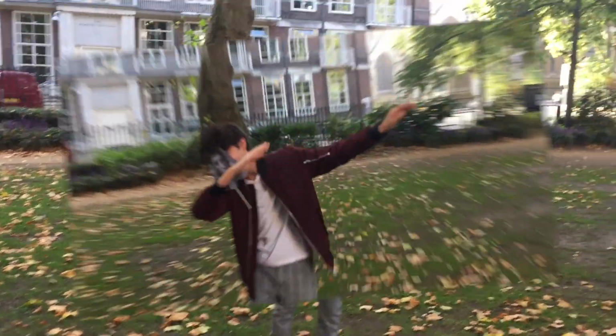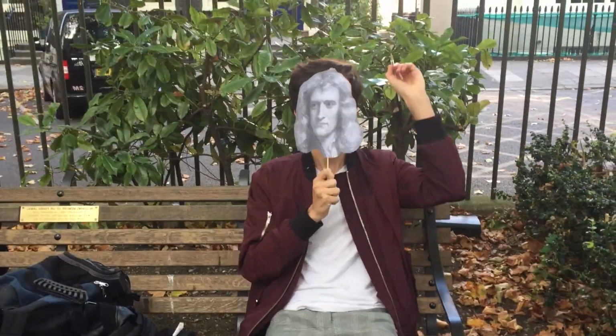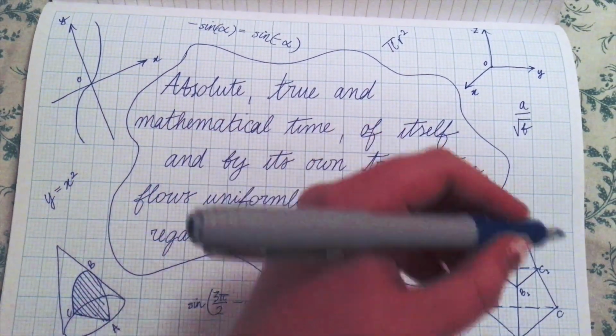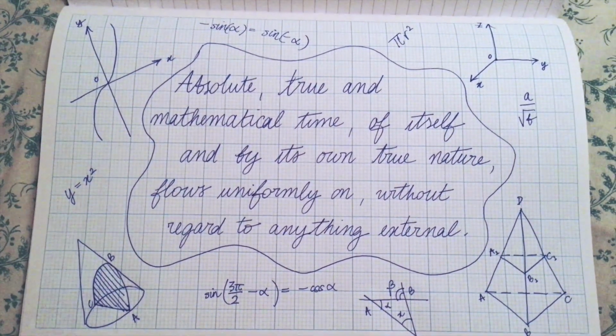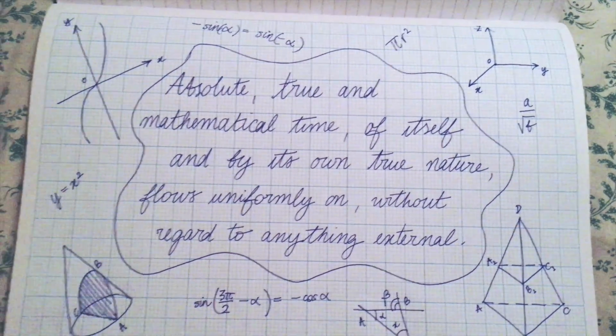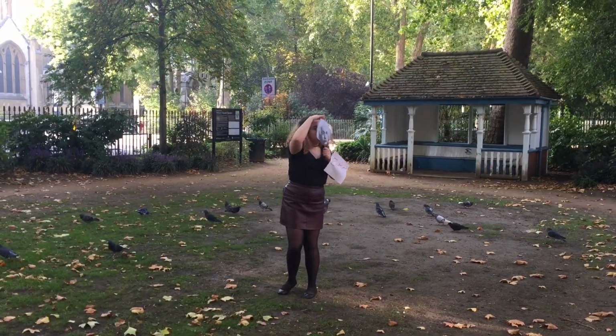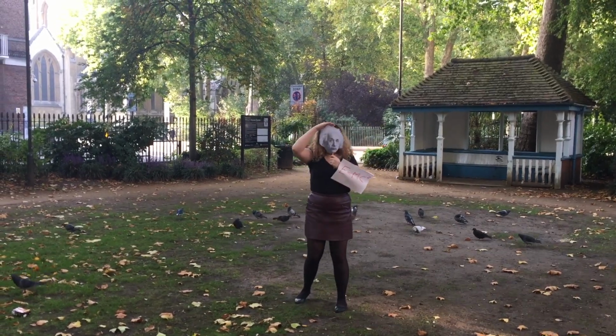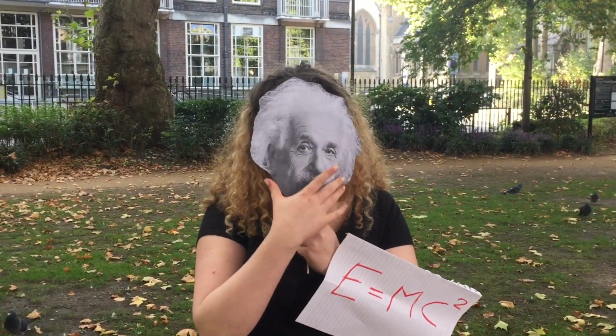Newton considered space and time to be equivalent for all observers, as seen in the quote from his famous Principia: "Absolute, true and mathematical time, of itself and by its own true nature, flows uniformly on, without regard to anything external." Enter Albert Einstein, a patent clerk turned genius in 1905, who was attempting to solve the mystery of how light behaves in different frames of reference.